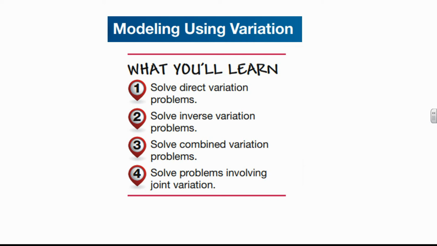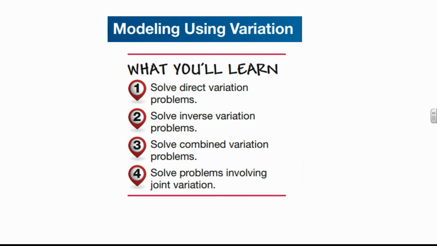So today we talk about direct comparison, we talk about indirect comparison, and then we talk about joint comparison. So the direct comparison is simply saying that y is related to x. They're going in the same direction. As y increases, x increases. If y is decreasing, then x is decreasing. So we talk about direct comparison or direct variation.